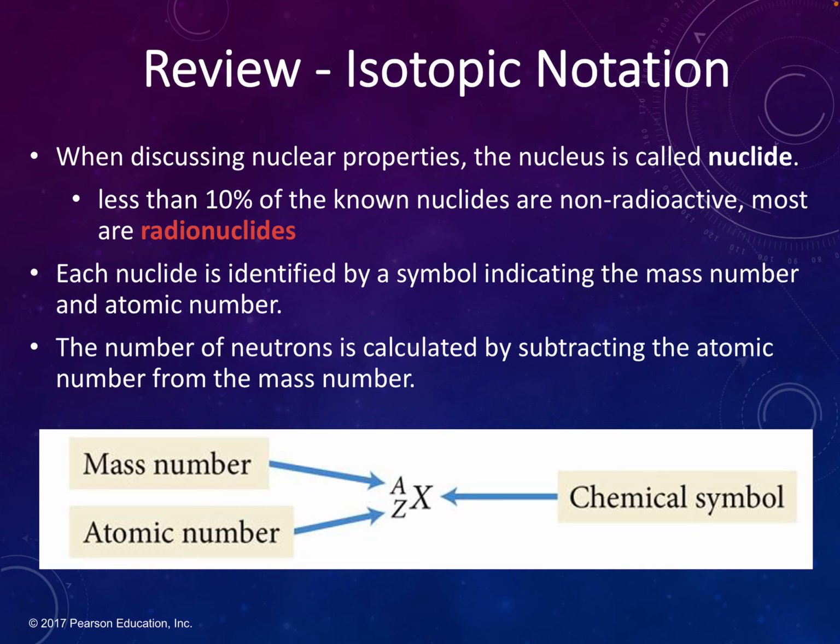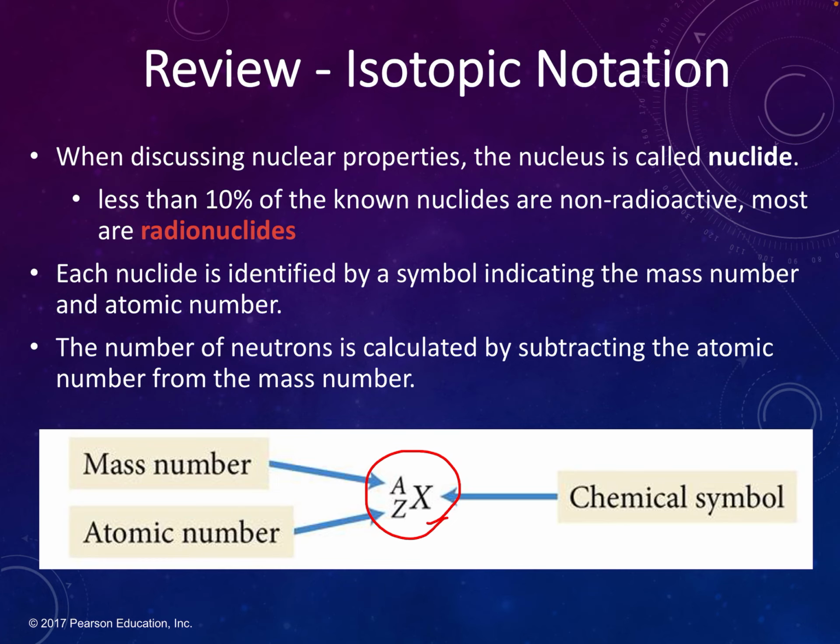Okay, so again, this bit should be a review. So here's how we will write different isotopes. And you need to be really familiar with this for this lecture in particular, because we're going to use this to write chemical equations. When we are discussing nuclear properties, the nucleus is called the nuclide. Less than 10% of known nuclides are non-radioactive. Most of them are called radionuclides because over time they will decompose. They will give off something. And we'll look and see what those somethings are as we go forward.